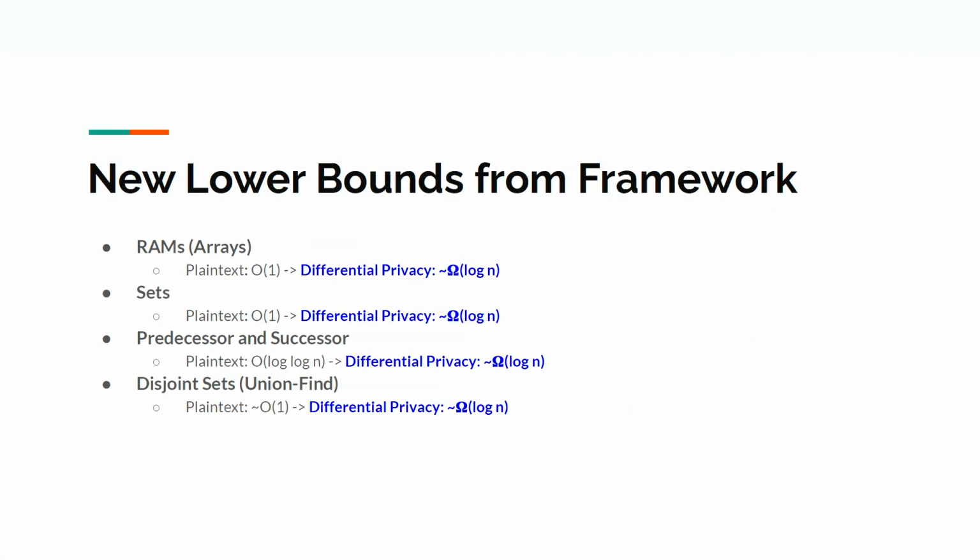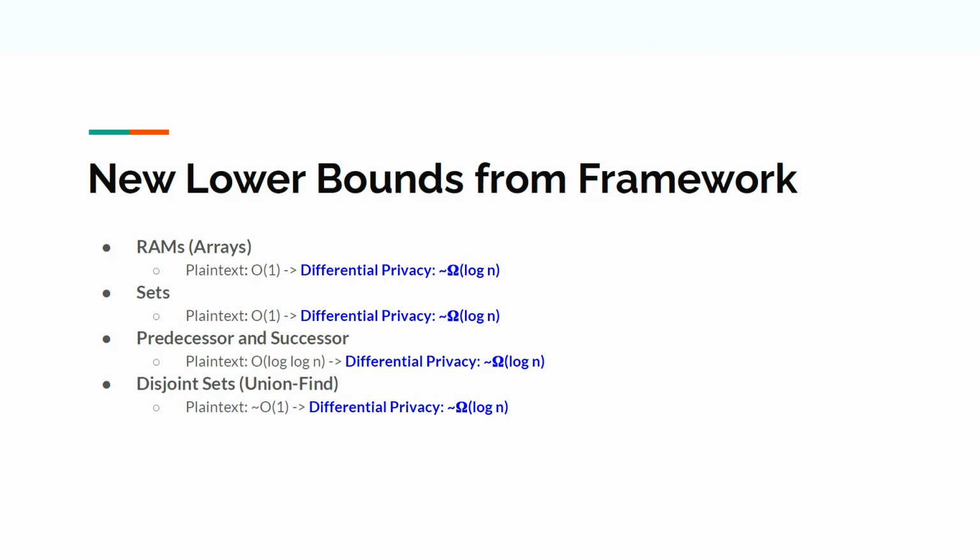All right, so from this framework, we get a bunch of lower bounds. The first result, like we said, was for differentially private RAMs. We proved logarithmic lower bounds. But in fact, using our framework, we end up proving these lower bounds for a bunch of other data structure problems, including sets, predecessor and successor, as well as disjoint sets, union find. And I wanted to note that all of these in plaintext land have sublogarithmic and usually almost constant overhead.